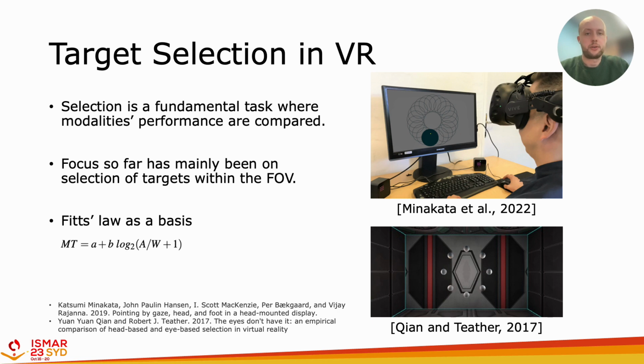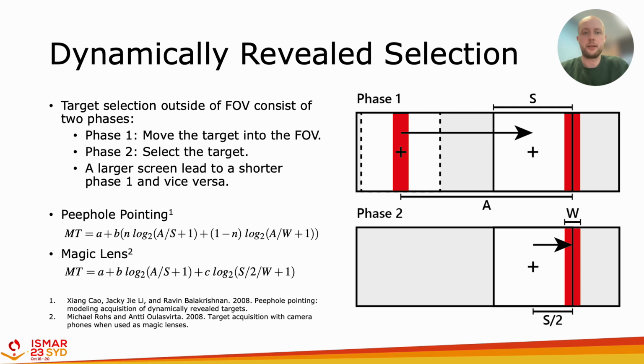And many of these works use Fitts' law as a basis, where the amplitude and the width of the target decide its difficulty, and you can calculate the throughput of each selection. However, in virtual reality and augmented reality, targets that you need to select may sometimes initially be outside your field of view.